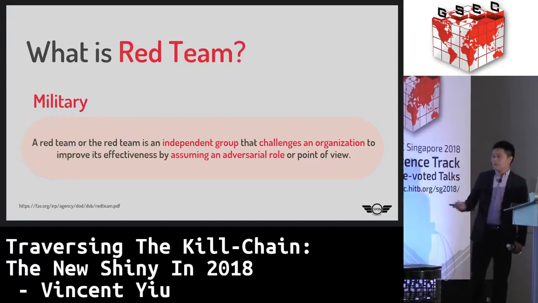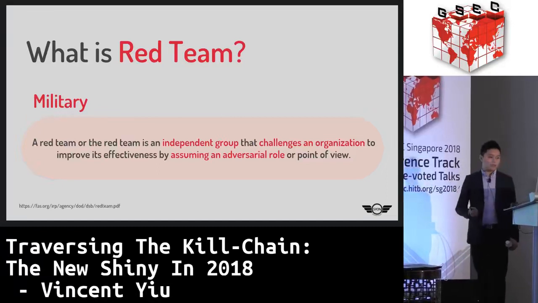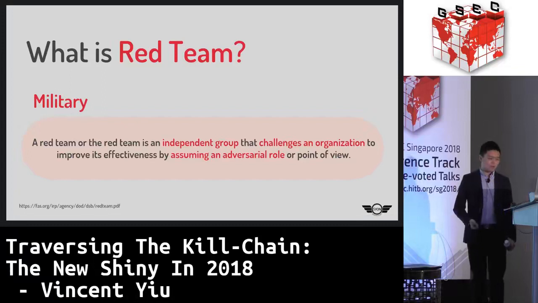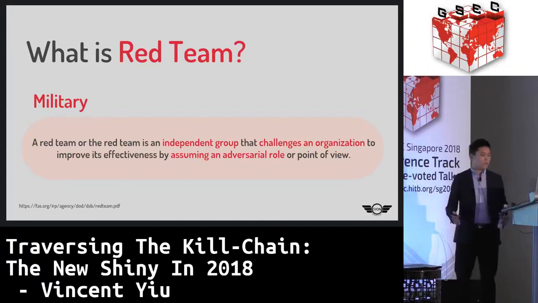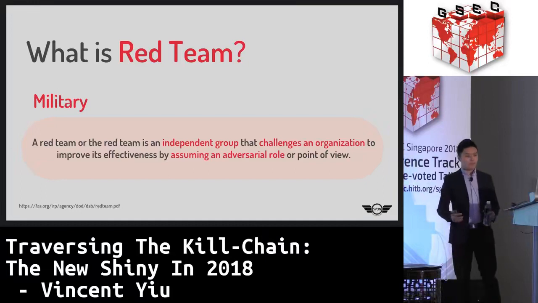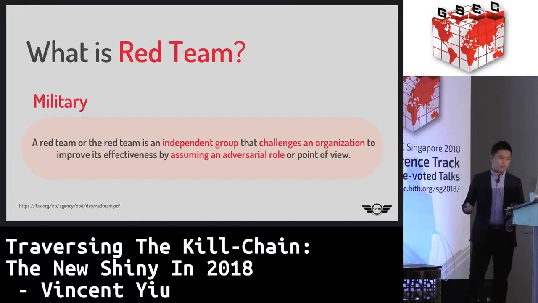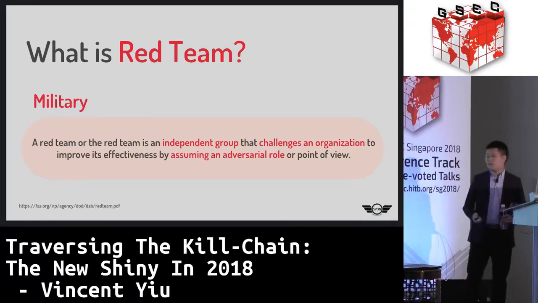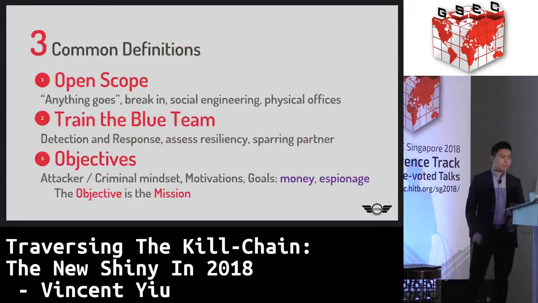There's a definition that I found on Wikipedia, not the most trustable source, but I think it sums it up pretty well. A red team is an independent group that challenges an organization to improve its effectiveness by assuming an adversarial role or point of view. So the key points being that the red team should be an independent group, it challenges the organization, and it assumes an adversarial role. Let's keep that in mind throughout the talk.